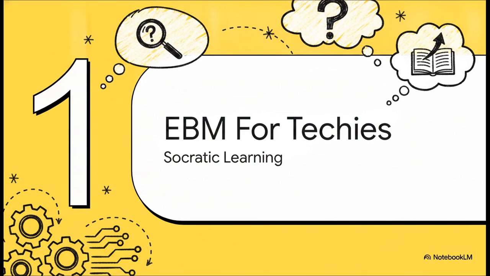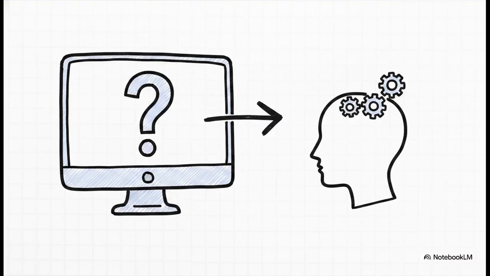Section 1. Evidence-based medicine for techies. Okay, so the entire approach of this material is built on something called the Vibe Rounds spirit, which revolves around Socratic learning. And in this context, Socratic learning is basically using AI that questions you rather than just handing you the answers. Instead of just spitting out a summary of a medical paper, this method challenges your assumptions. It asks you the right questions before revealing how clinical researchers view those exact same numbers. It's a very active problem-solving approach to learning evidence-based medicine right from first principles.